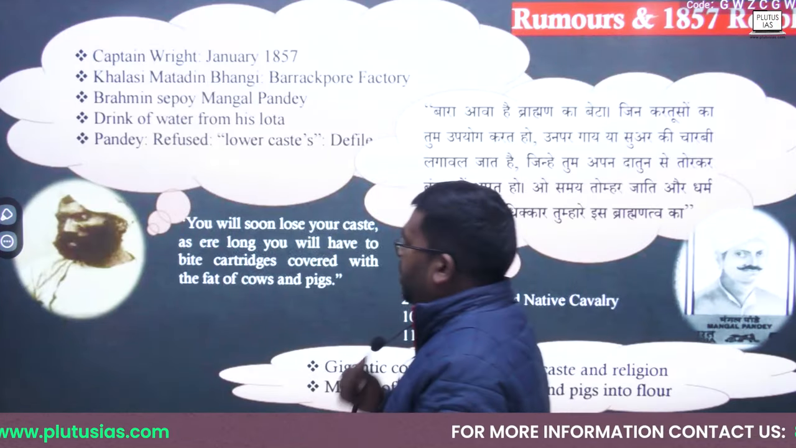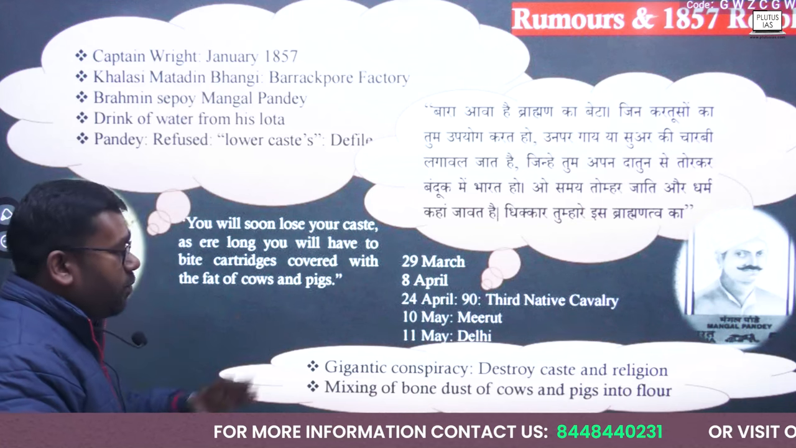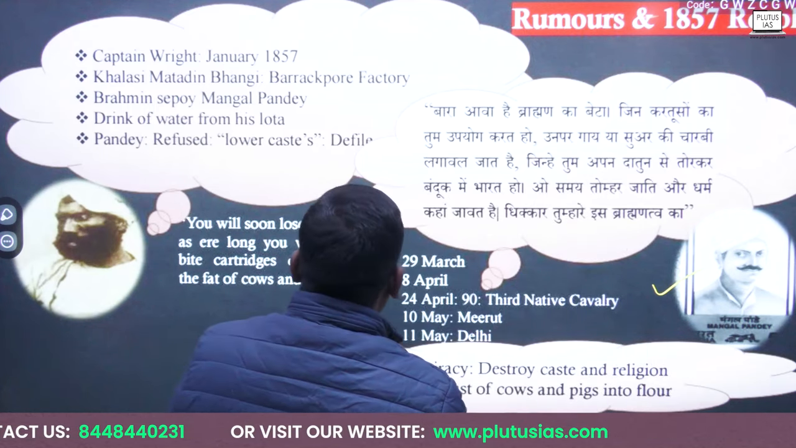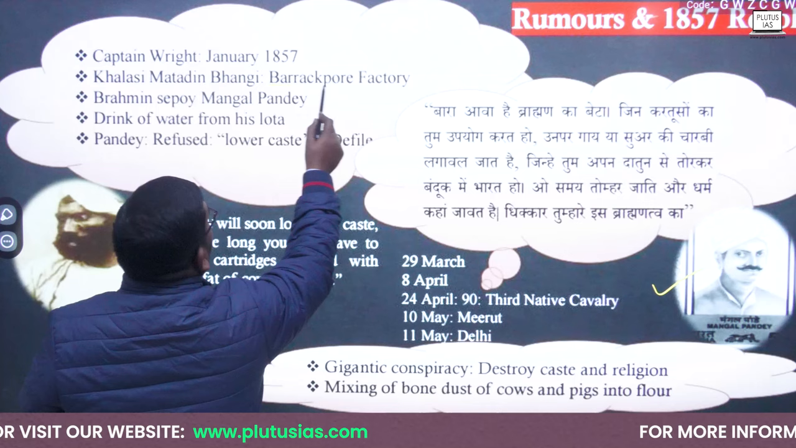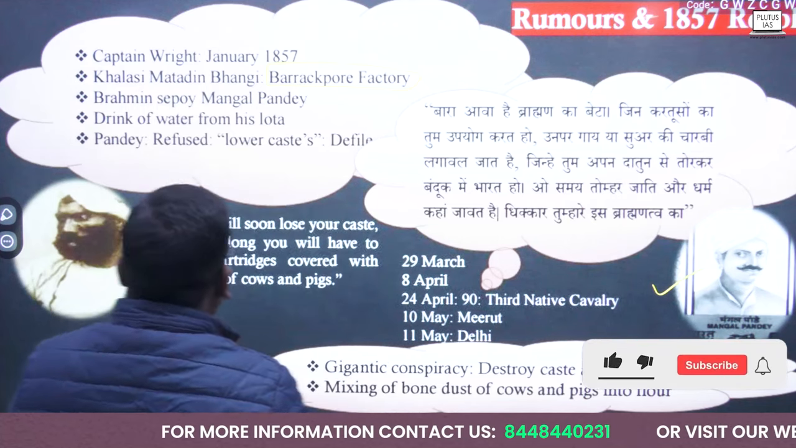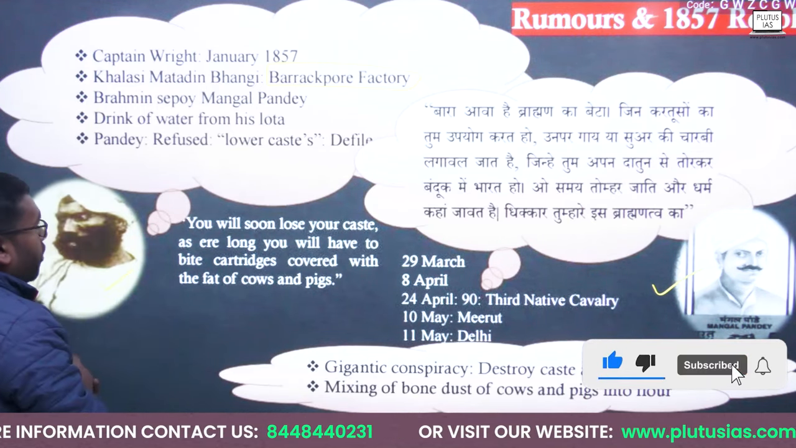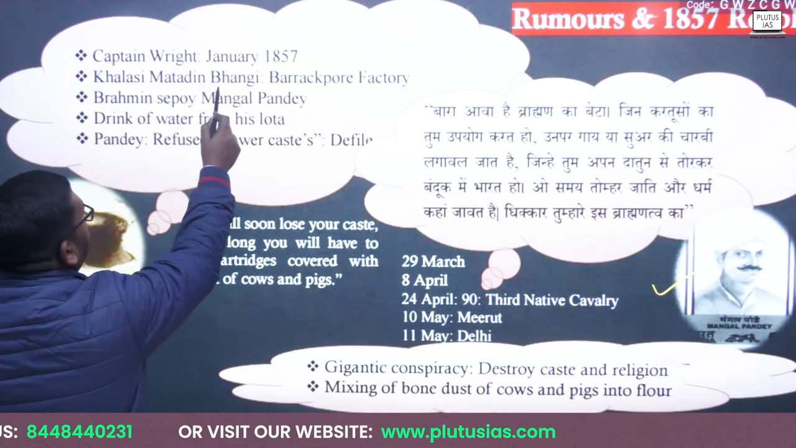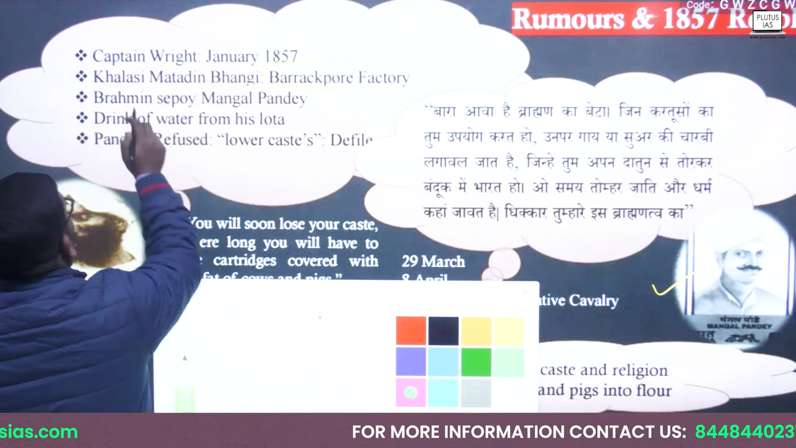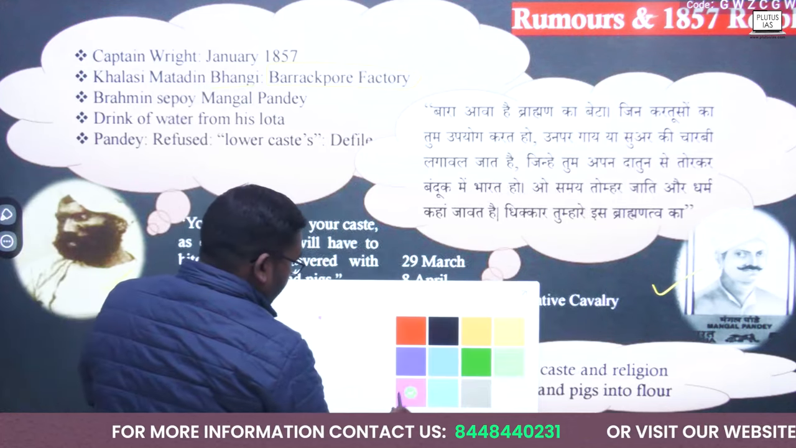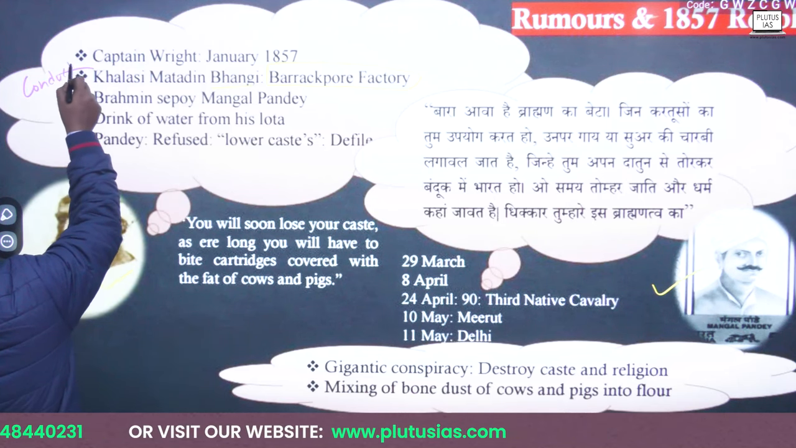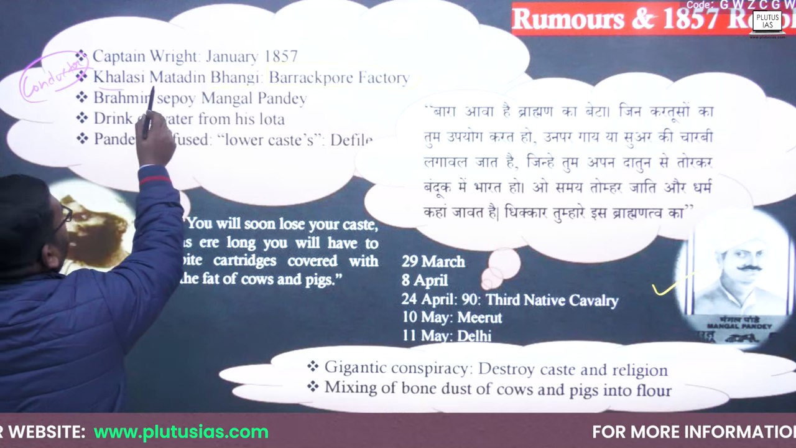Yesterday I showed you that it started from Mangal Pandey. Mangal Pandey was a sepoy from Barrackpore, of the 34th battalion. In that battalion, there was a worker from a lower caste, a Bhangi. His name was Matadin, a Thalasi, which means a conductor who supports the driver, Thalasi Matadin Bhangi.